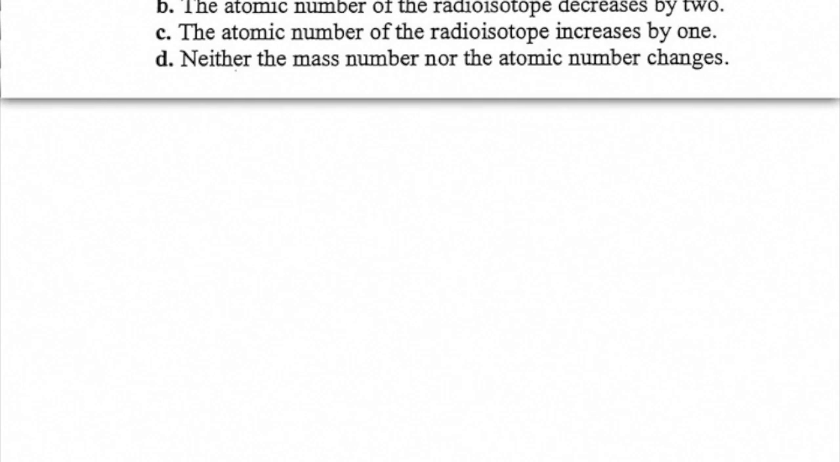Which of the following is true about gamma radiation? The mass number decreases by 4. The atomic number decreases by 2. The atomic number increases by 1. And neither the mass nor the atomic number changes. Well, gamma radiation does not affect the mass or the atomic number. These first two choices have to do with alpha decay, and the third one is beta decay. So the choice is D. These are not correct. D, though, is correct for gamma radiation.